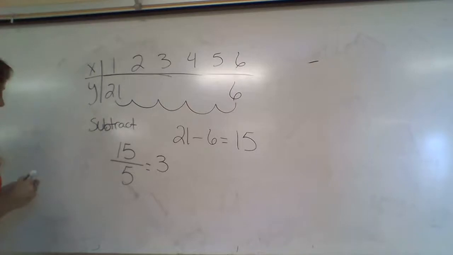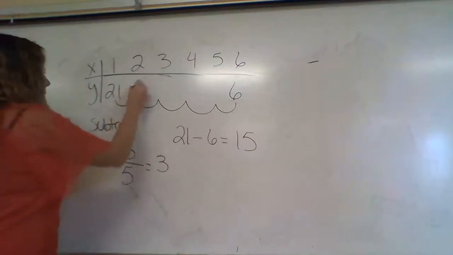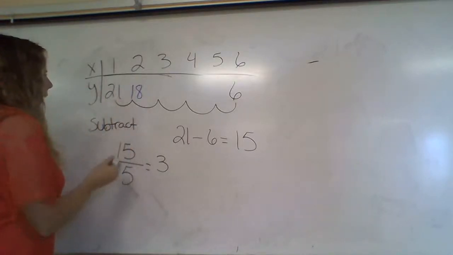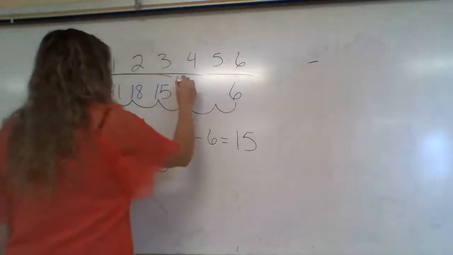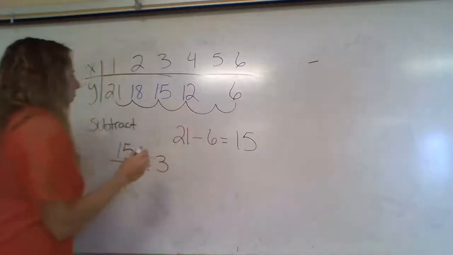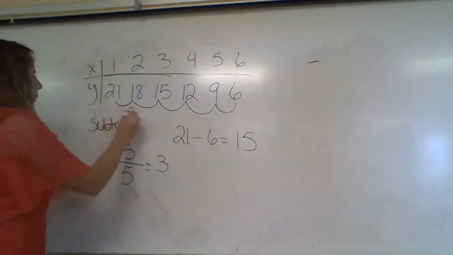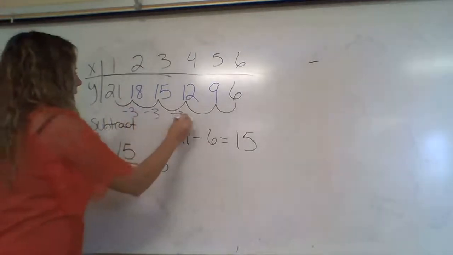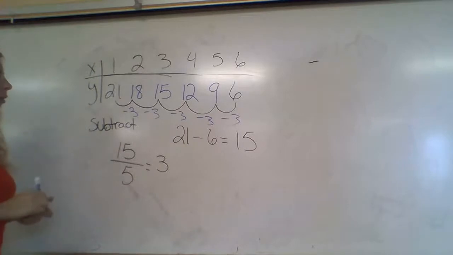So now you can fill in your table. 21 minus 3, 18. 18 minus 3, 15. 15 minus 3, 12. 12 minus 3, 9. And 9 minus 3 is 6. Minus 3, minus 3, minus 3, minus 3, minus 3. Okay, you're subtracting 3 every time. So there, we filled in your table.